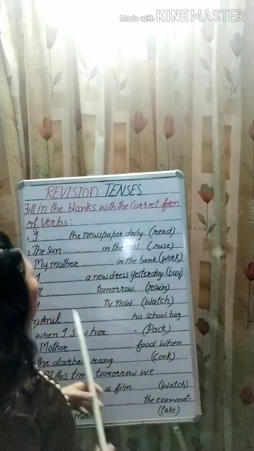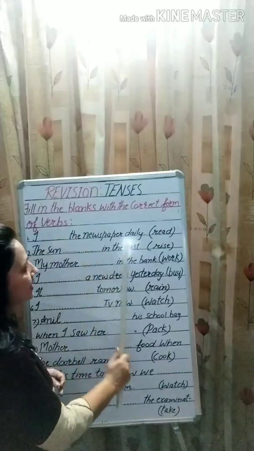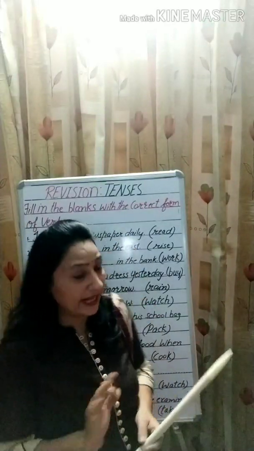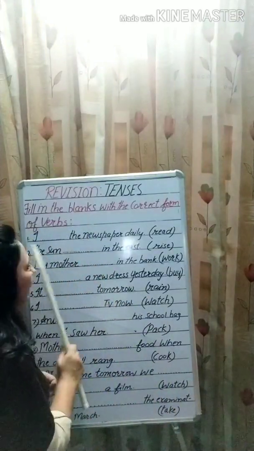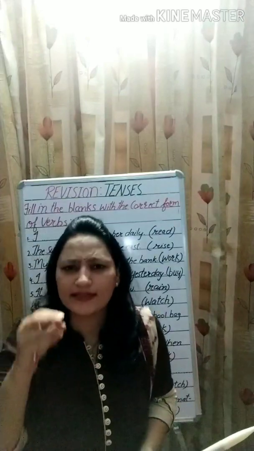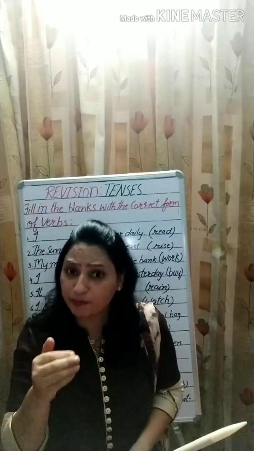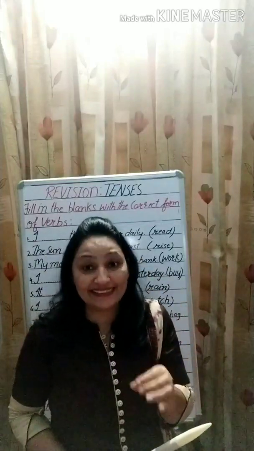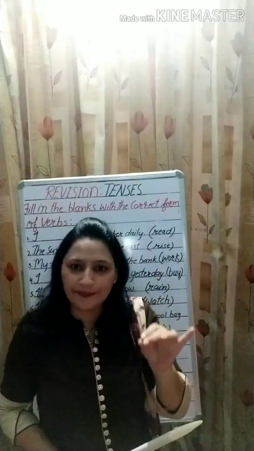Now look at the second one. "The sun dash in the east." It shows a universal truth. And look at the third one. "My mother dash in the bank." It means this statement is true at the time of speaking. So my dear students, all these three sentences indicate simple present tense.